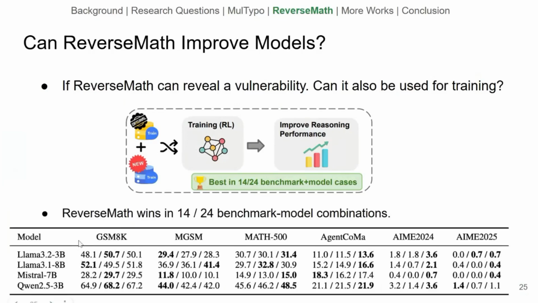Here are the results. The first column is the model without any training. The second column is the baseline where we duplicate the original data. The third column is our method, where we take the Reverse Math generated data as augmented data to train the model. And 14 out of 24 of them reach the highest performance, which means Reverse Math is not only a very helpful evaluation tool to analyze models' behavior and potential memorization issues, it can also be very useful as a data augmentation method for training.